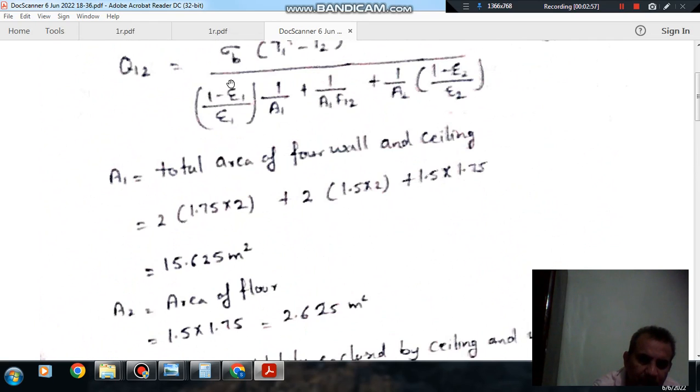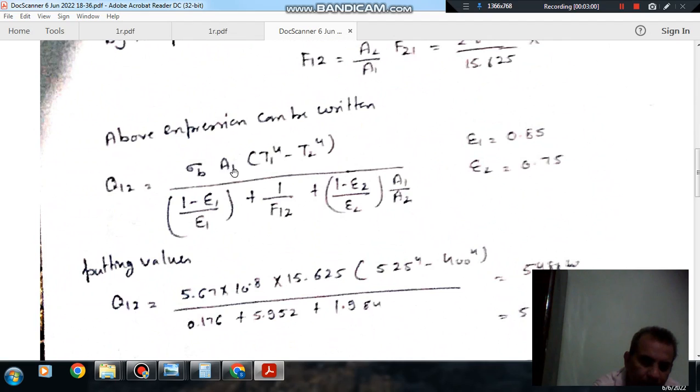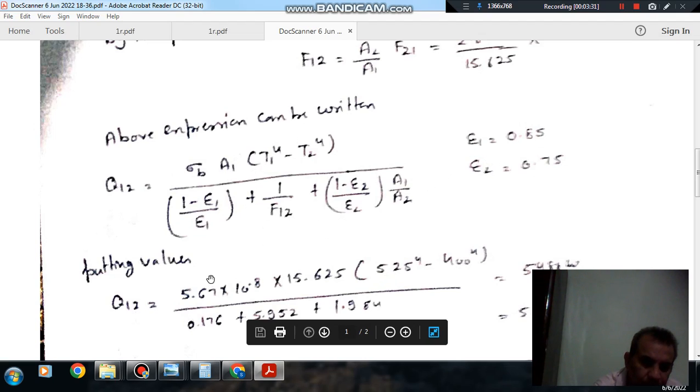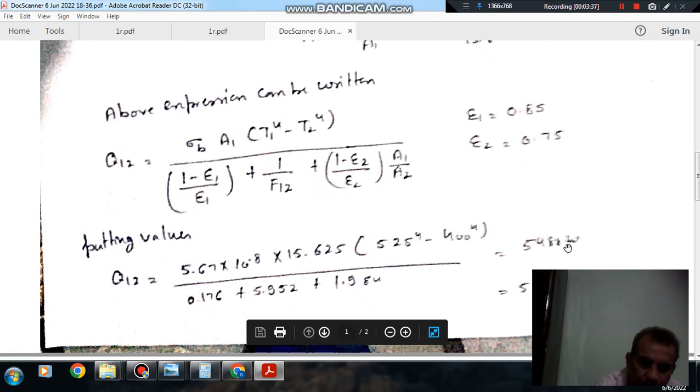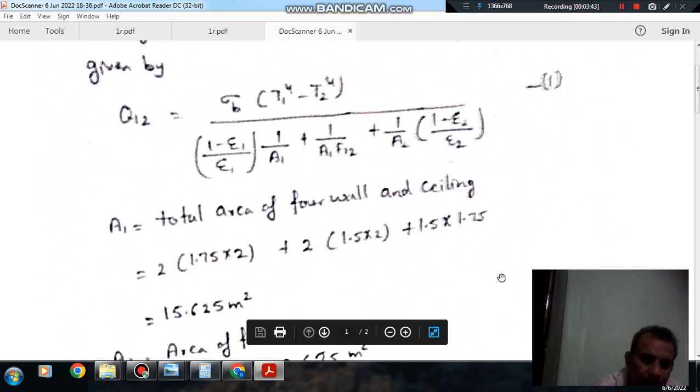Now this expression can be written by taking A1 on the top. It can be written as sigma b A1 (T1^4 minus T2^4) divided by 1 by epsilon 1, plus (1 minus epsilon 1) by epsilon 1, plus 1 by F12, plus (1 minus epsilon 2) by epsilon 2 times A1 by A2. Epsilon 1 and epsilon 2 are 0.85 and 0.75, so we can put these values, along with the A1 and A2 values, and T1 and T2 as 525 and 400. A1 is 15.625. So heat transfer will be 5488 watt or 5.488 kilowatt. So the answer is 5.488 kilowatt.